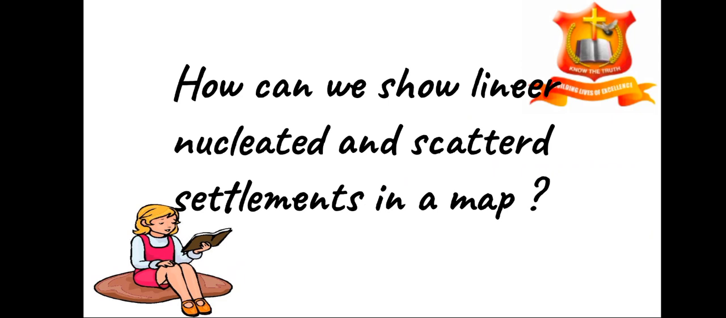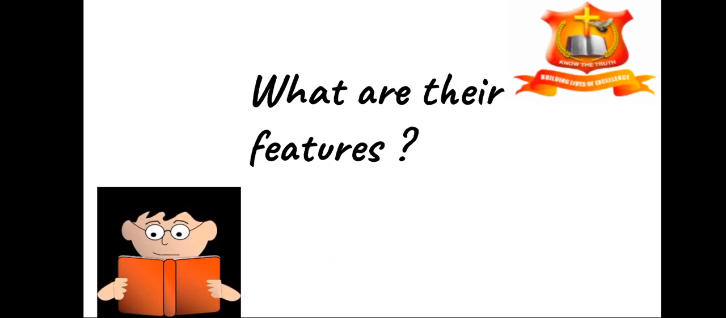Now, moving further, how can we show linear, nucleated and scattered settlements on a map? In nucleated settlements, buildings are close to each other. In linear settlements, the buildings are arranged in a line. And dispersed settlements have buildings that are spread out. What are their features? Nucleated settlements grow mostly around road junctions or near river crossings.